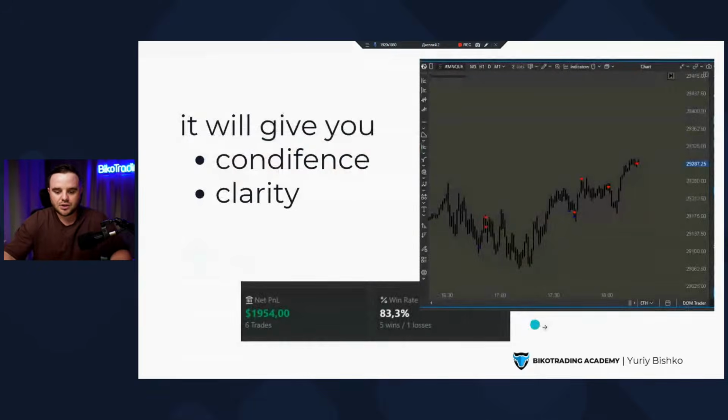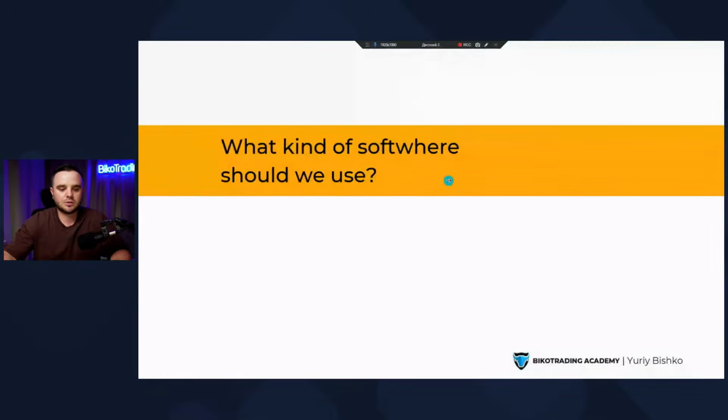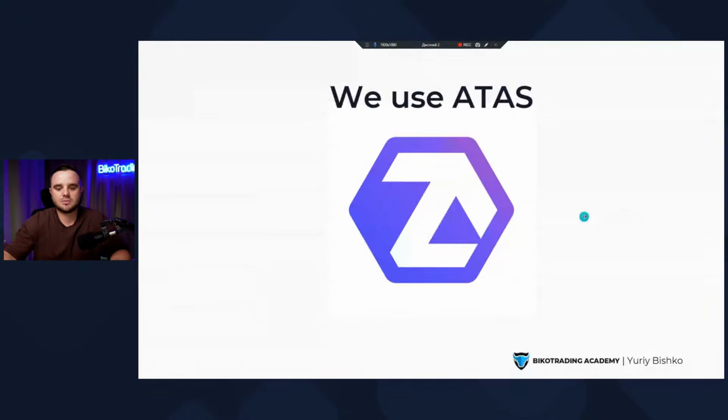Before we cover the strategy and software, a few words regarding what software we should use. As you know, with my team, we use ATAS. The main reason is that ATAS is beautiful. I think for order flow futures, it is the best platform.